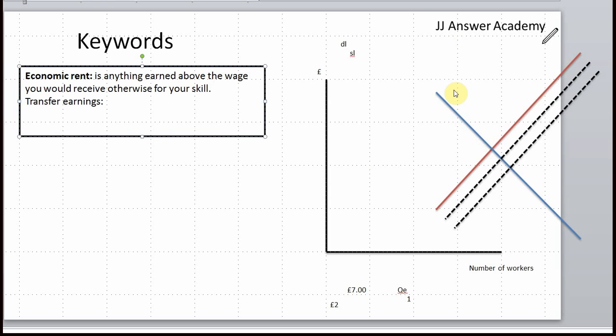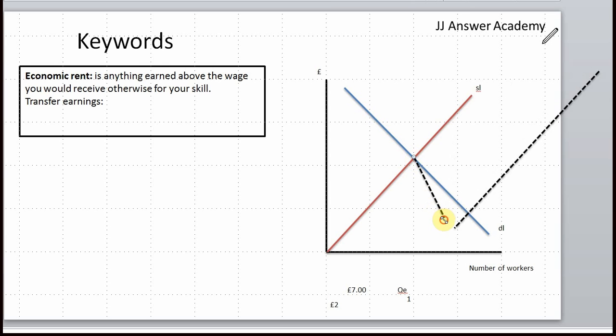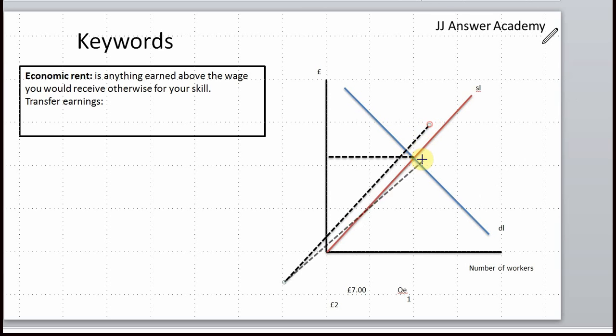What that means is, let's say for example, if we look at this diagram in the labor markets, let's say this red curve is the supply of labor and the blue curve is demand for labor, and where they intersect is the wage rate in the market, and that's the number of workers that's employed. So at the equilibrium QE, let's say the market wage rate is £7.